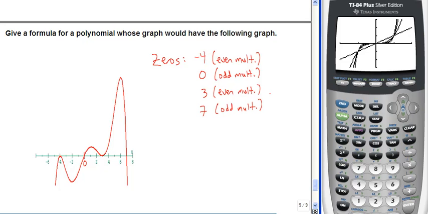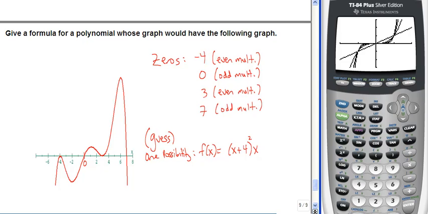So very similar to what we did in the last example, let's make a guess for at least one possibility for what this function would have as its equation. If I want to have a zero at -4, then I would have to have a factor of x plus 4, and it needs even multiplicity, so I would have to have at least a square on there. Then I want a 0 at 0, so my factor would just have to be x. And that's an odd multiplicity, so I'll just leave it as x to the first.